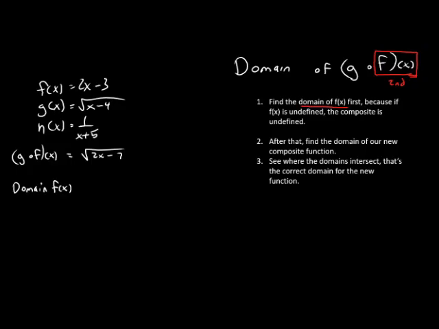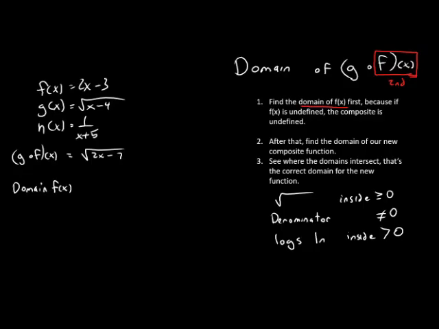Now let's recall that there are three things we're looking for when we're dealing with domain. We're looking for square roots because anytime you have a square root, the inside must be greater than or equal to 0. We're also looking for denominators because inside the denominator of a fraction, the bottom must be not equal to 0. We're also looking for logs or ln's. If you have a log or an ln, those must be strictly greater than 0 inside.